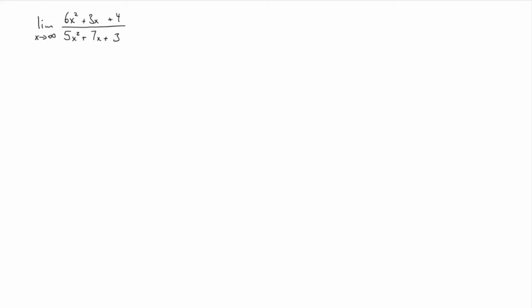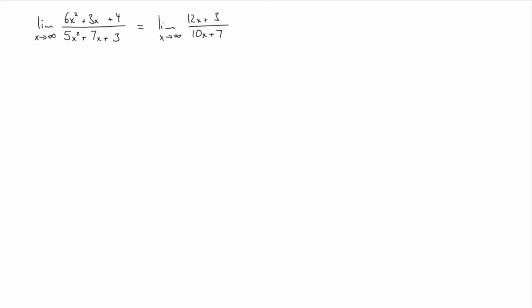Let's do another one. The limit as x approaches infinity of 6x squared plus 3x plus 4 over 5x squared plus 7x plus 3. We've already looked at limits like this in this class, and we did it by using algebra and the limit laws. We divided numerator and denominator by x squared, and then applied the limit laws and came up with some answer. But in this case, you could notice that as x approaches infinity, the numerator is approaching infinity, and the denominator is approaching infinity, and so this has the form infinity over infinity, and so we can use L'Hopital's rule.